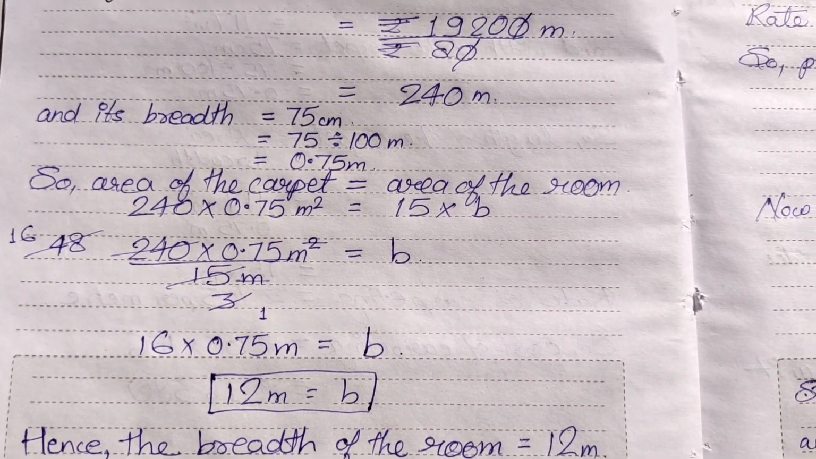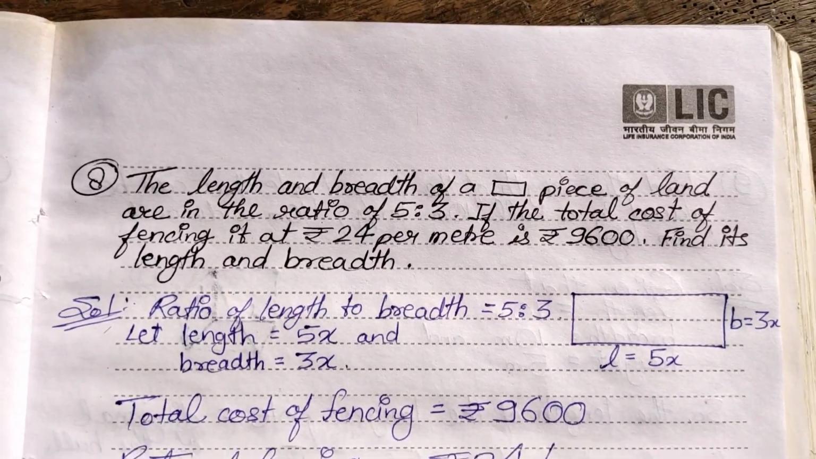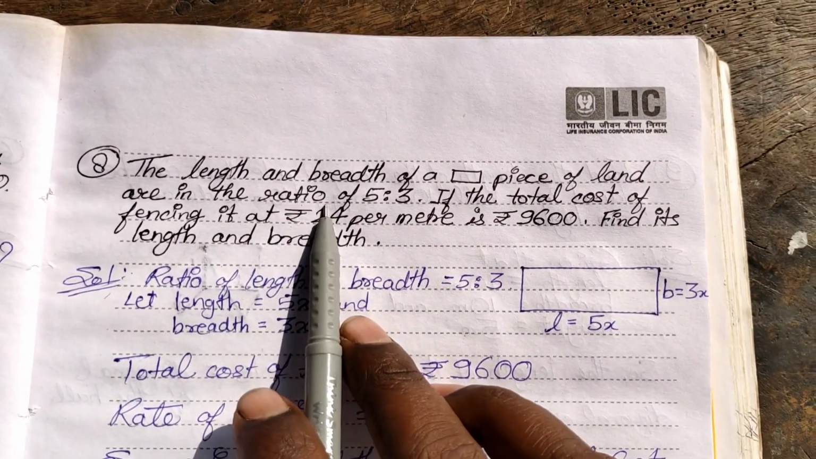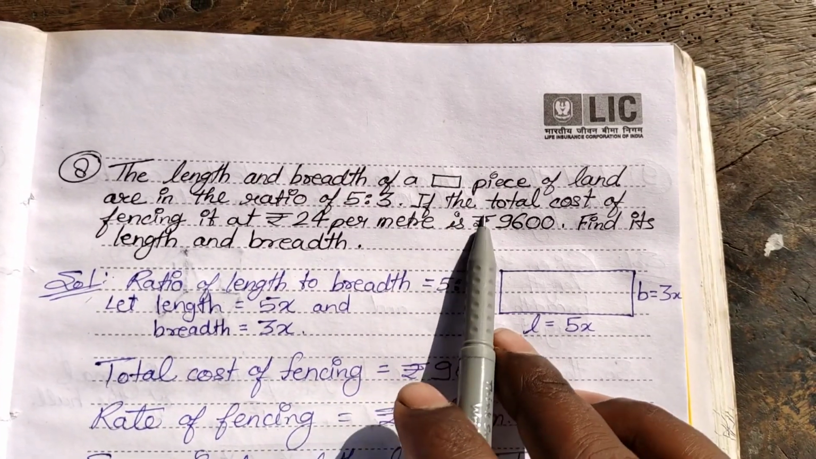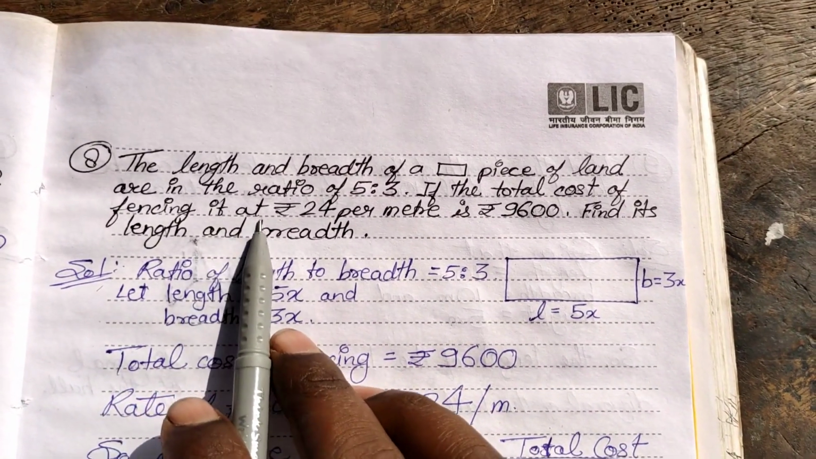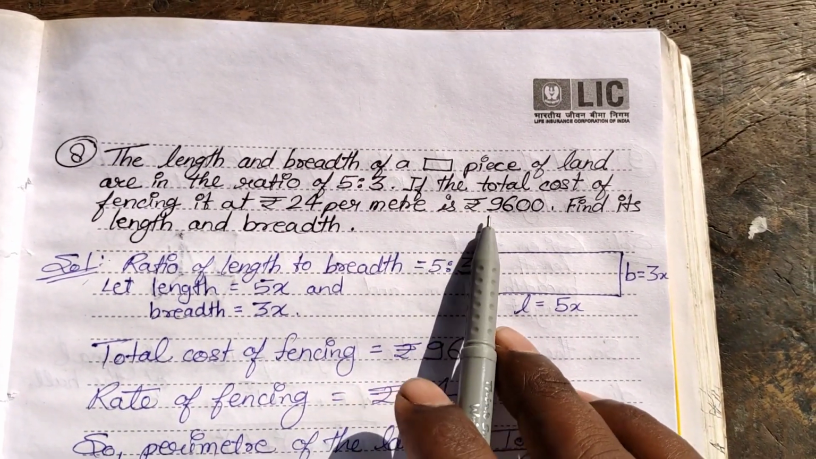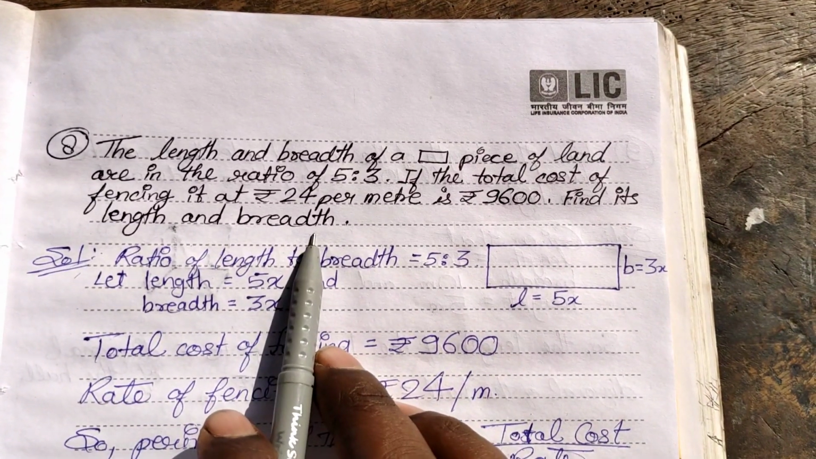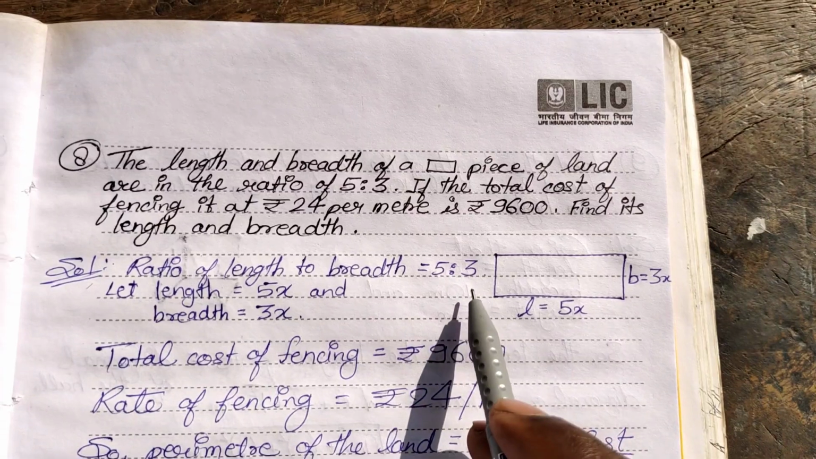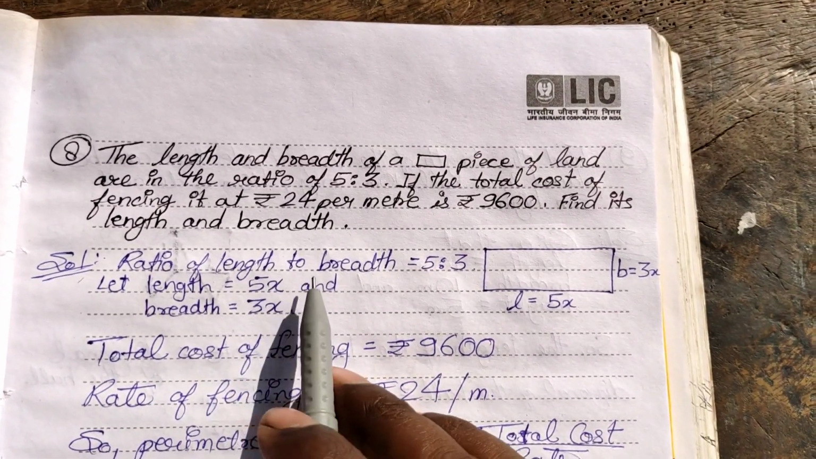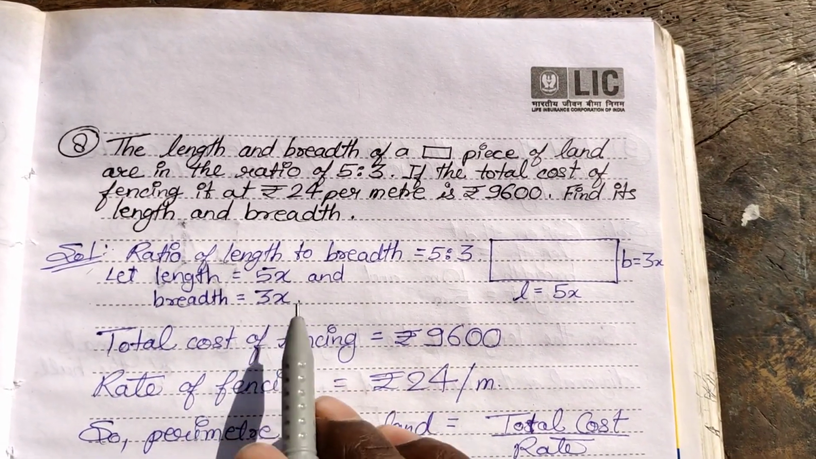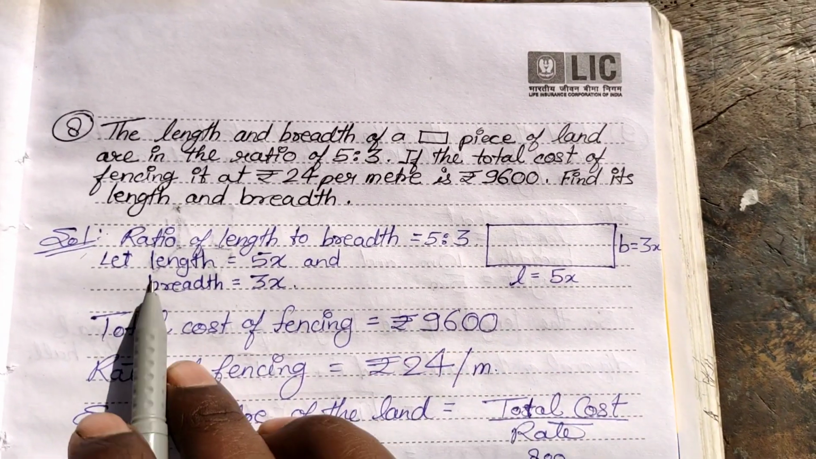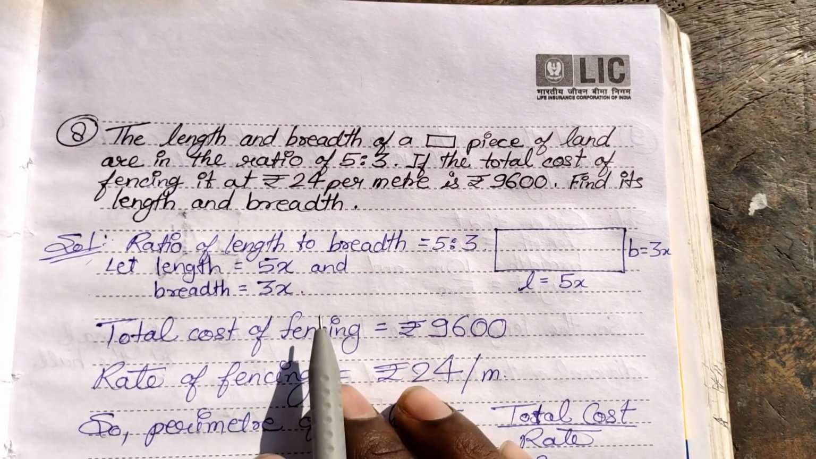Moving on to the next question, number 8. The length and the breadth of a rectangular piece of land are in the ratio 5:3. If the total cost of fencing it at rupees 20 per meter is rupees 9,600, find its length and breadth. So here the length and breadth of the rectangular piece of land are in ratio 5:3. So the ratio of length to breadth is 5:3. Let length be 5x and breadth be 3x.